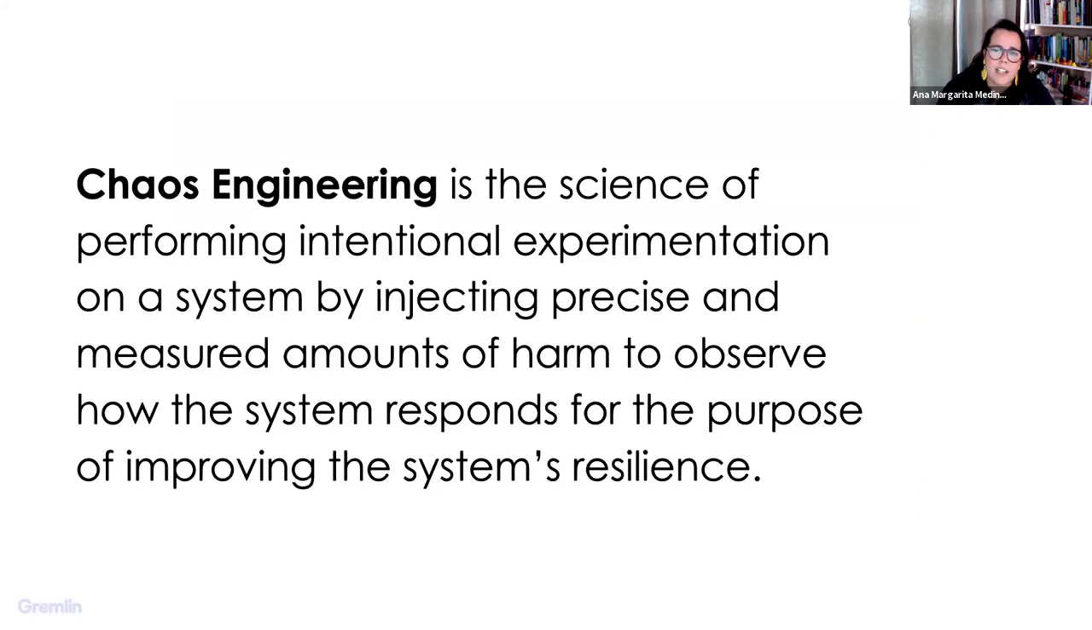So to actually give you a definition of chaos engineering, the big definition is that chaos engineering is the science of performing intentional experimentation on a system by injecting precise and measured amounts of harm. This is done to observe how the system responds for the purpose of improving the system's resilience. So today we're going to be following this science and performing experiments, observing those experiments using Dynatrace, and we'll also be keeping that user experience in mind as we go along.